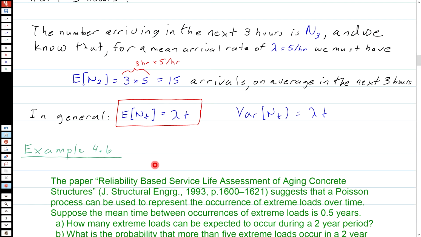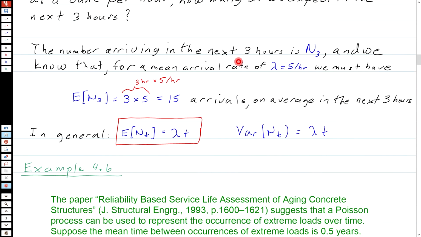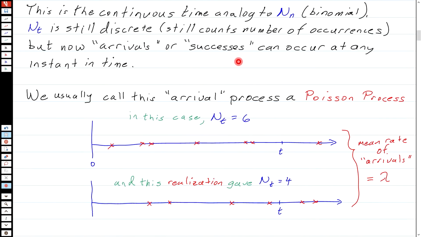And I'm going to call this example 4.6, and let's suppose that a paper called the Reliability-Based Service Life Assessment of Aging Concrete Structures suggests that a Poisson process can be used to represent the occurrence of extreme loads over time. So basically we're saying extreme loads occur randomly in time, according to a Poisson process. That means they occur like we see in this picture up here.